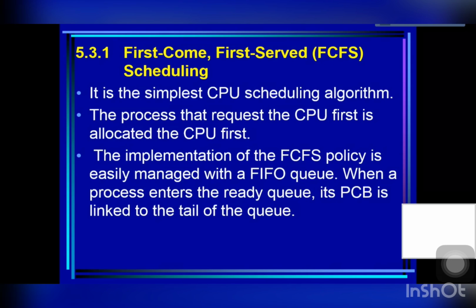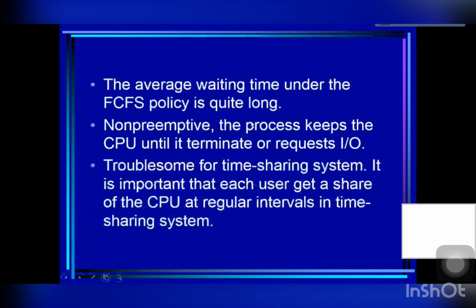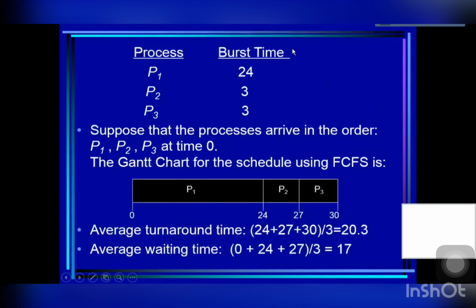The implementation of the first come, first served policy is easily managed with a FIFO queue. When a process enters the ready queue, its process control block is linked to the tail of the queue. Let's look at an example.